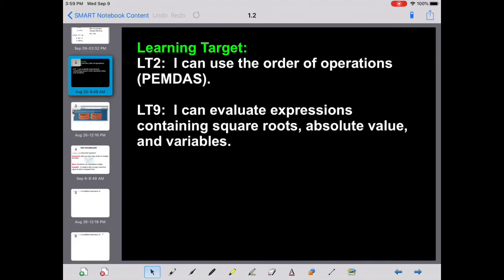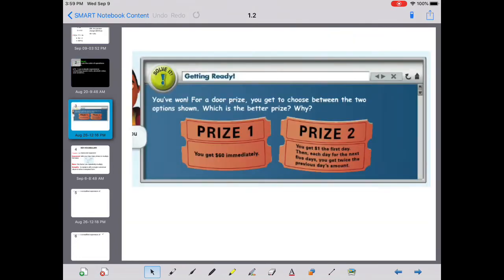All right, lesson 1.2 is all about order of operations and evaluating expressions. We're going to split this into 2 days, so by the end of today you should be able to use the order of operations, which hopefully you remember from last year.